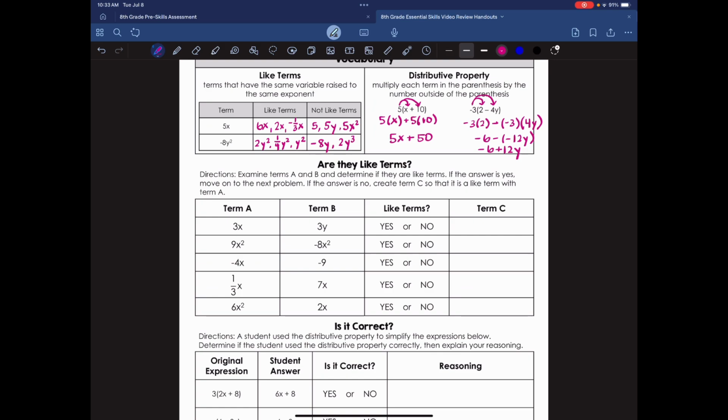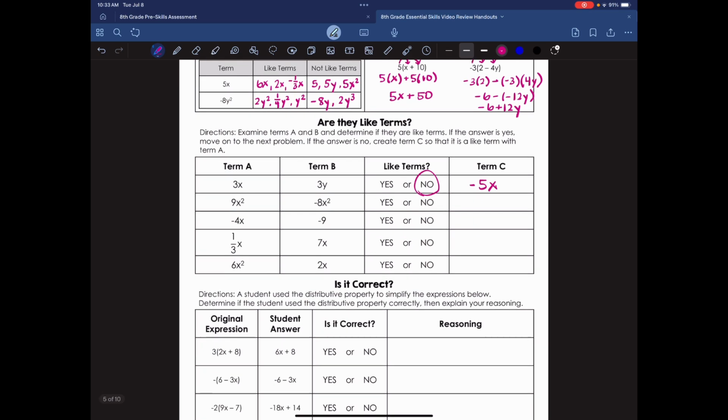Term A is 3x and term B is 3y. Based on our definition where we must have the same variable, I can tell that these are not like terms. So I'm going to go ahead and circle no. And then if I'm trying to make term C so that it is a like term with term A, I need to make sure that the variable that I have is x. So I can pick any number I want, any coefficient. So I'm going to pick -5. And then I'm just going to make sure it has an x attached. Now term A and term C are like terms. So go ahead and finish that to test your knowledge of like terms. And then down below, you'll look at the distributive properties.